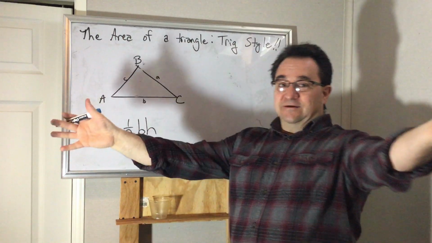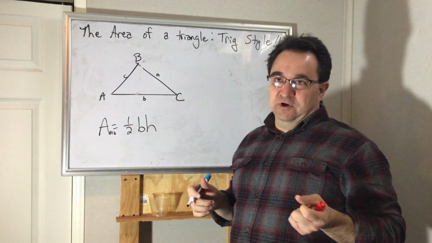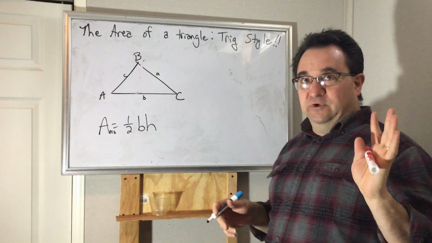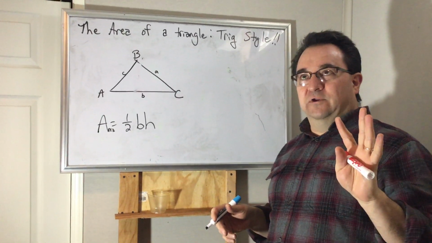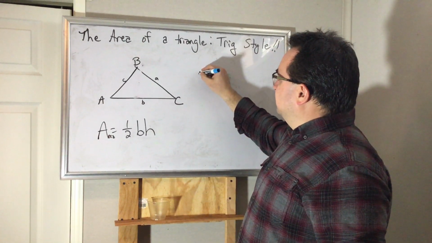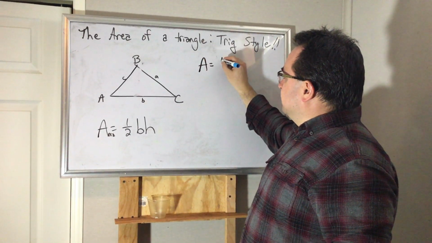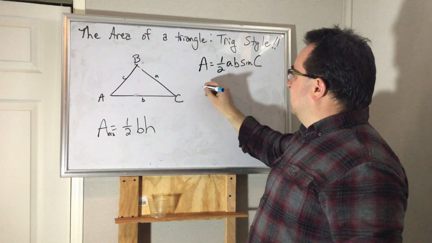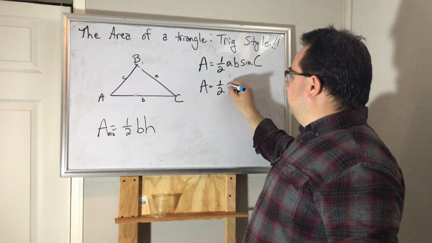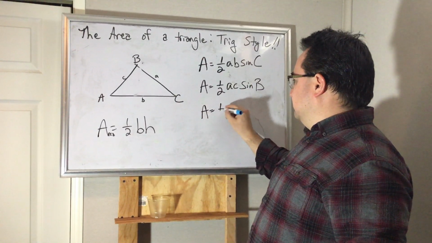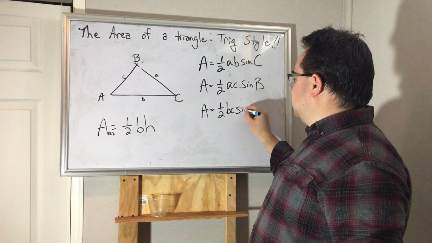Now, every book, again, like when we did the law of sines, is going to give you 3 versions of this formula. I'm going to write them down, but we don't care about that. It's the patterns that matter. So here are the 3 formulas. Area is 1/2 AB sine C. Area is 1/2 AC sine B. Area is 1/2 BC sine A.